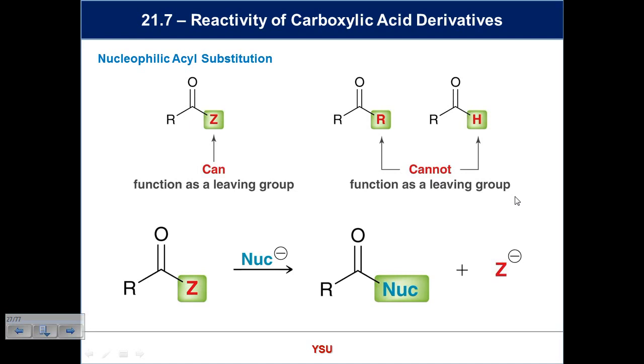What else stabilizes charge? If you're kicking out something that's negative, what would you like it to do? Share electrons. What's that called? Begins with res. Resonance. Thank you. So if you can delocalize that charge, that would be a good leaving group.